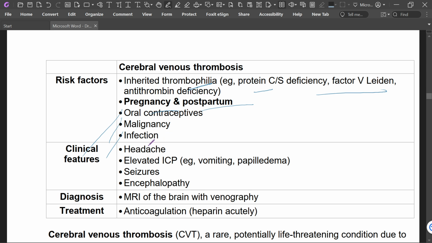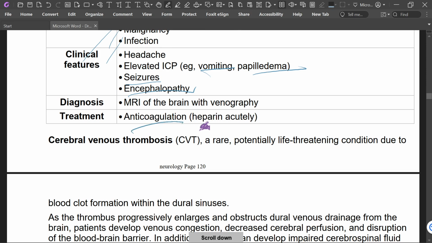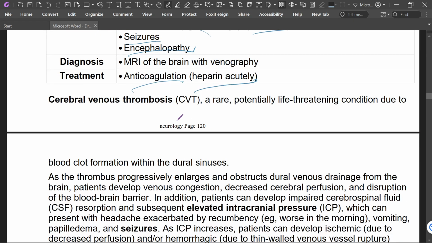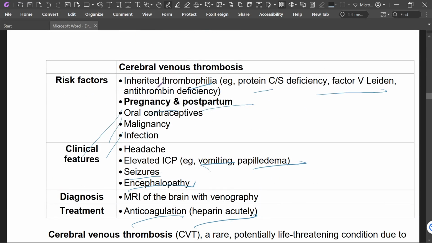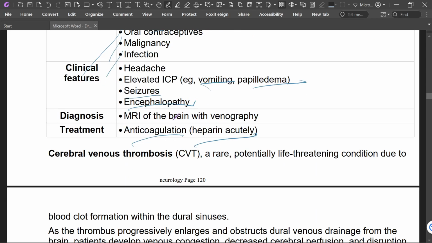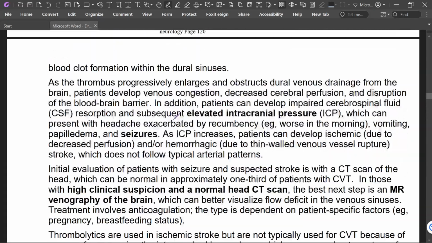Here there is headache, elevated ICP which leads to vomiting and papilledema. There may be seizure and encephalopathy. Do MRI of the brain with venography and anticoagulation, with heparin acutely. A pregnant patient comes with headache, seizure, encephalopathy, history of vomiting. Go for anticoagulant, then go for diagnosis.